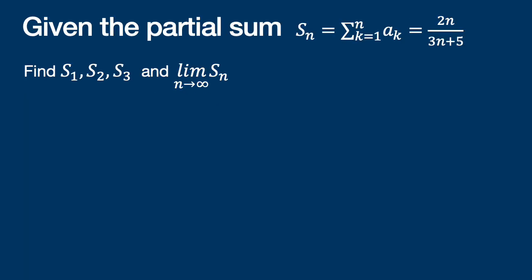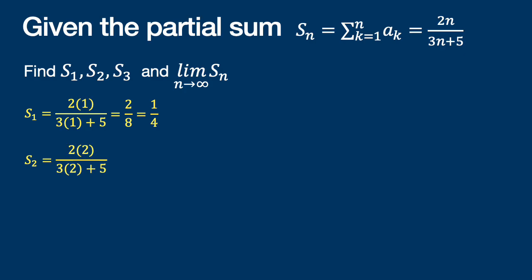Given the partial sum, we're going to find S1, S2, S3 and the limit of partial sum. I give the partial sum, which means the sum of the sequence from k equals 1 to n. The partial sum is going to be 2n over 3n plus 5. Let's find S1, guys. S1 means you plug in n equals 1. The numerator is 2 times 1, over the denominator 3 times 1 plus 5. That's 2 over 8, which is 1 over 4.